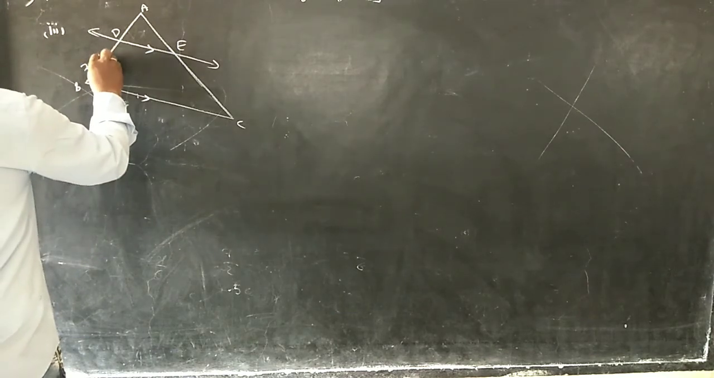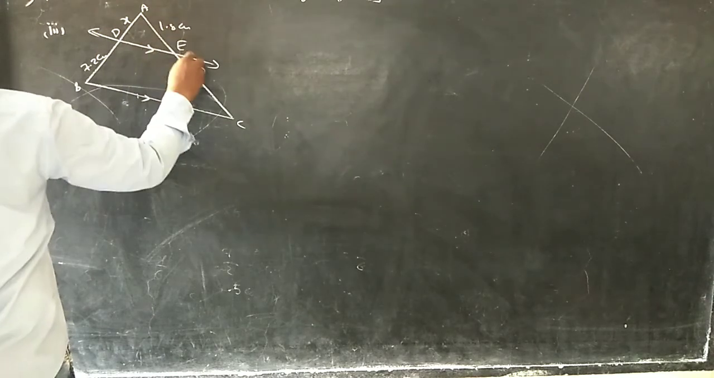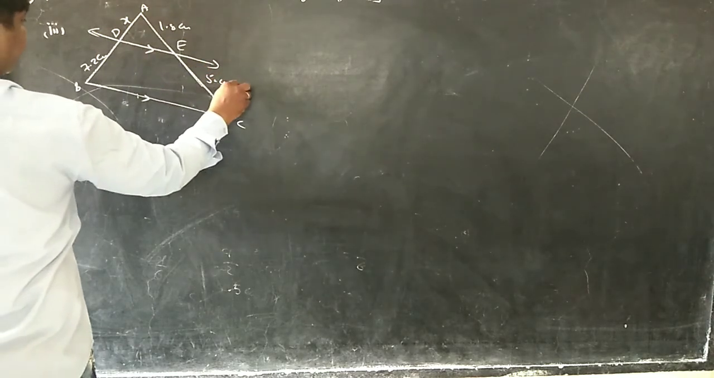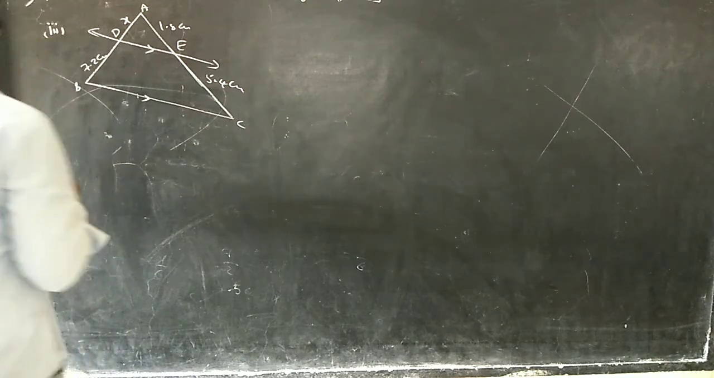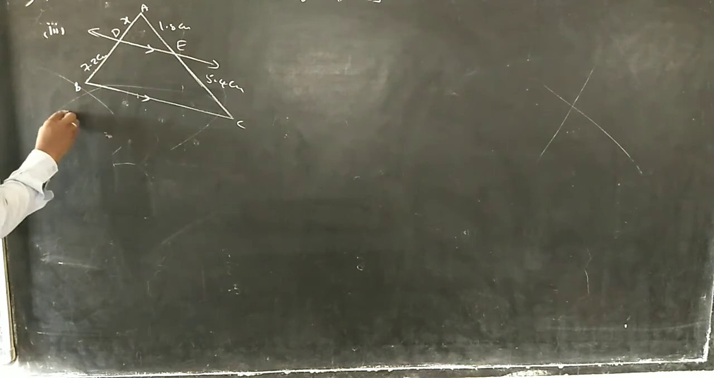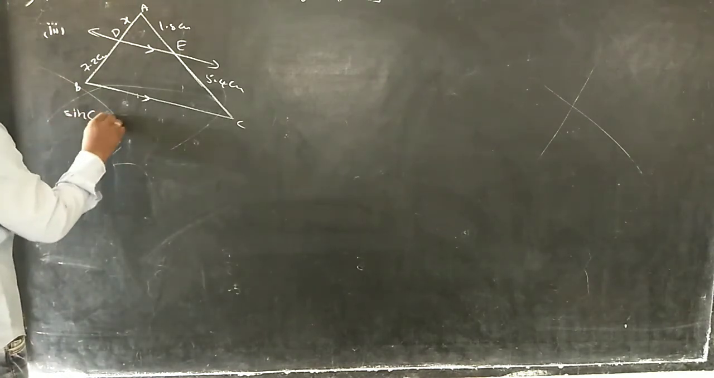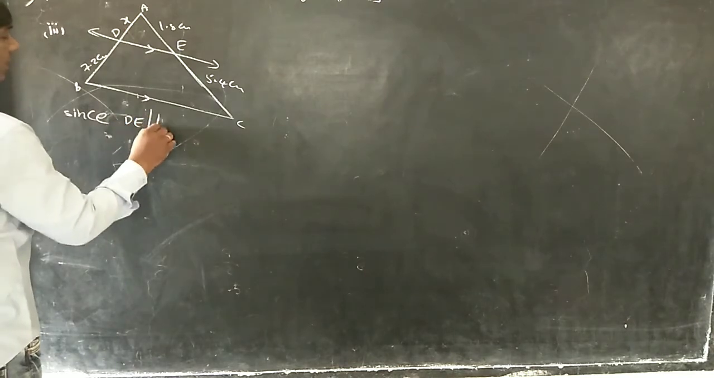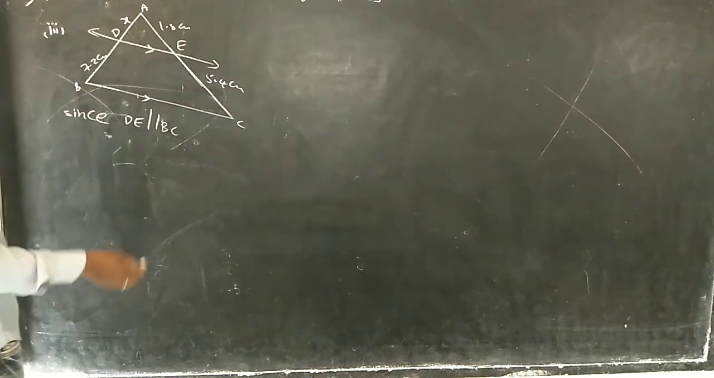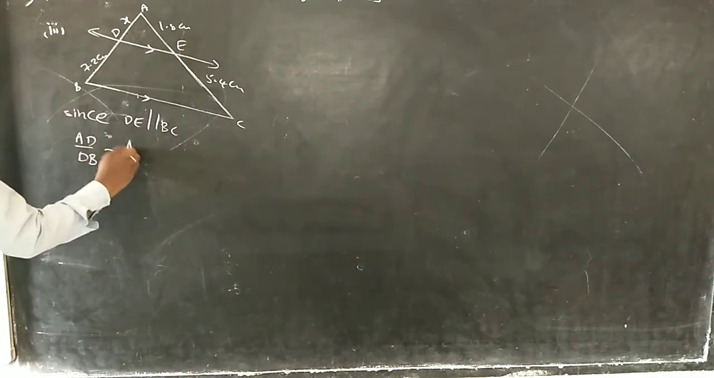This is 7.2 centimeters. This is x. This is 1.8 centimeters. This is 5.4 centimeters. And find the x. Since DE is parallel to BC, AD by DB is equal to AE by EC.